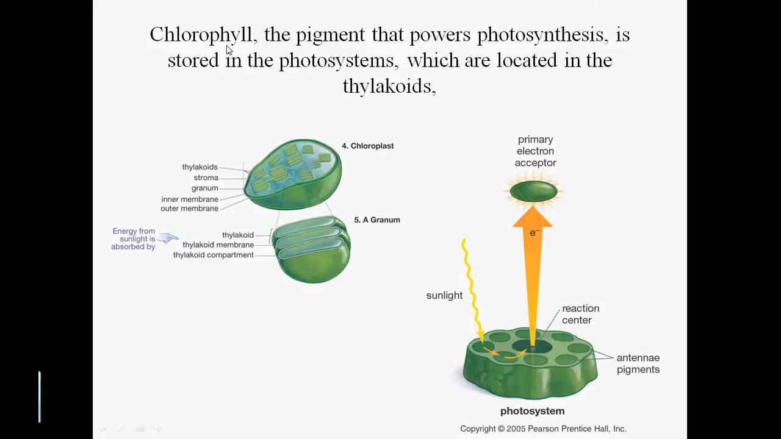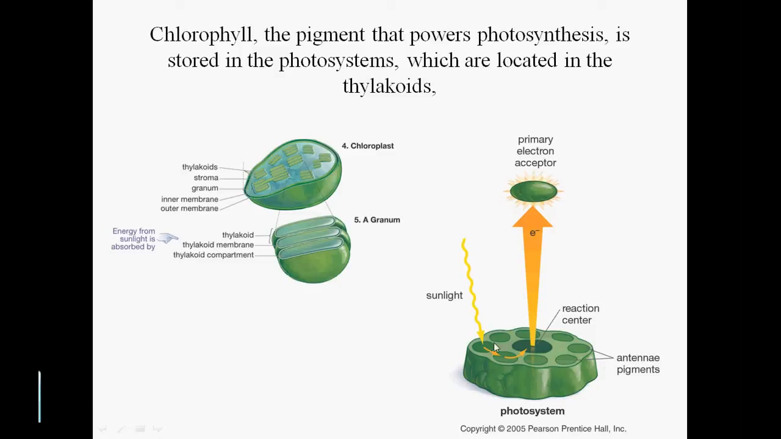the photosynthesis. And so the chlorophyll is actually stored in these things that we call photosystems, which are located in the thylakoids. So let's just review that. You have a chloroplast right here. You have these pancake-looking things called thylakoids. When they stack up on top of each other, we call them a grana. Within the thylakoids, we have photosystems, which contain the pigments that are necessary for photosynthesis. So this is where the light-dependent stage of photosynthesis occurs.